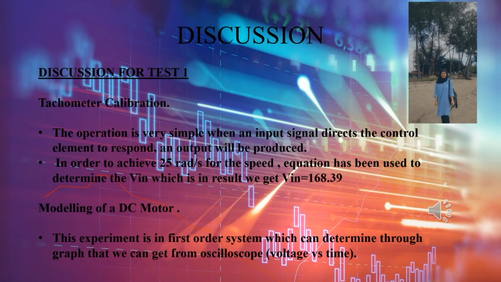Modeling of a DC motor. This experiment is a first order system, which we can determine through the graph that we can get from the oscilloscope, or voltage versus time.